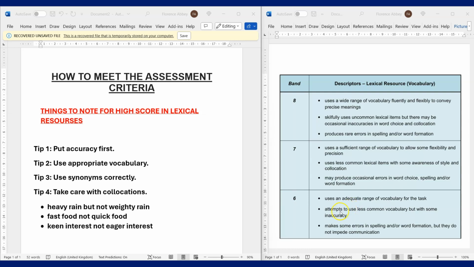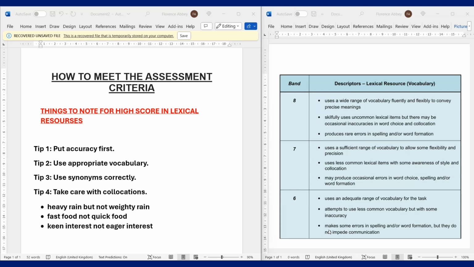You might also get band 6 when you attempt to use less common vocabulary but with some inaccuracies. Sometimes people try to use less common, extensive vocabularies, but sometimes it might be inaccurate. Some of them might be inaccurate, and if you get some inaccurate forms of less common vocabularies, then you are getting yourself into a band 6. So less common vocabularies are important, but make sure that you are using them correctly.